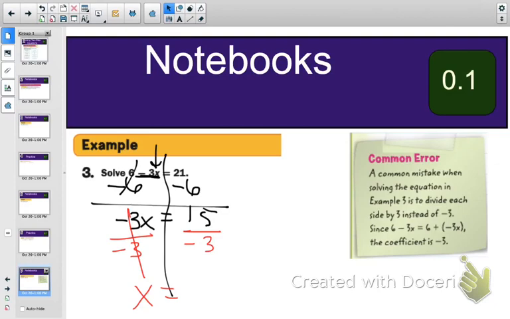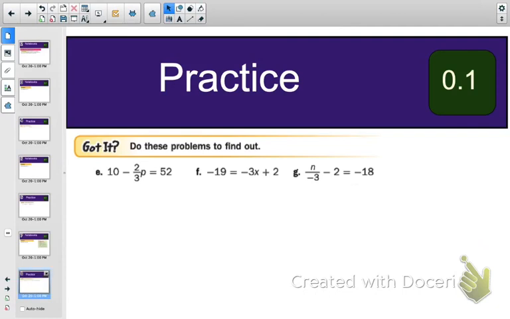Cancel. So we get x equals 15 divided by negative 3, which is negative 5. Okay. Alright. Next. Okay, I will do E with you, and then I'll let you try F and G by yourself.